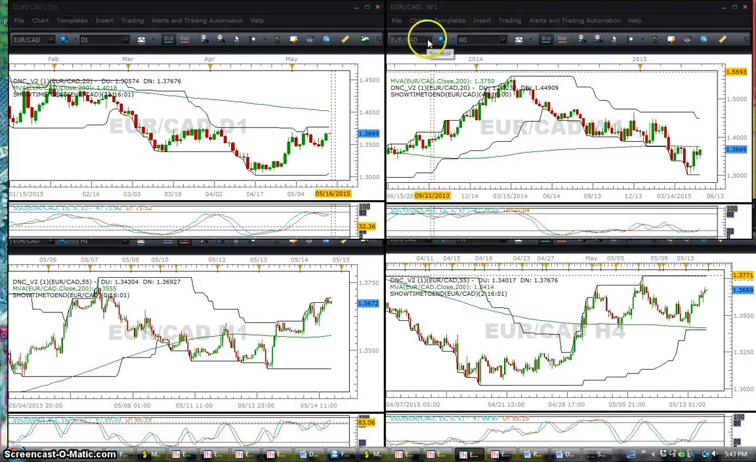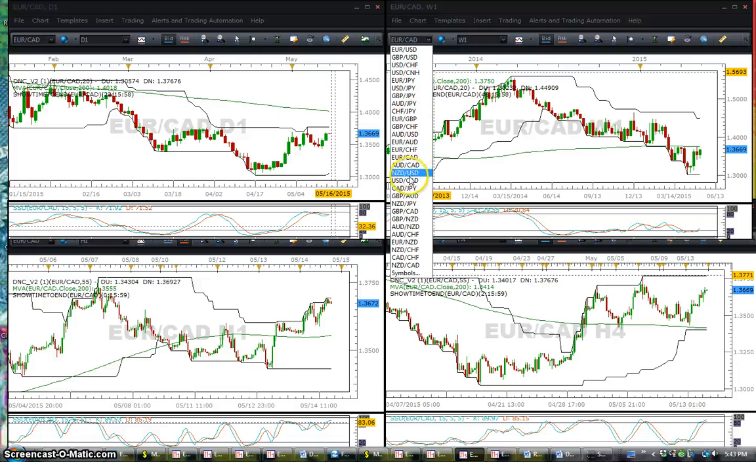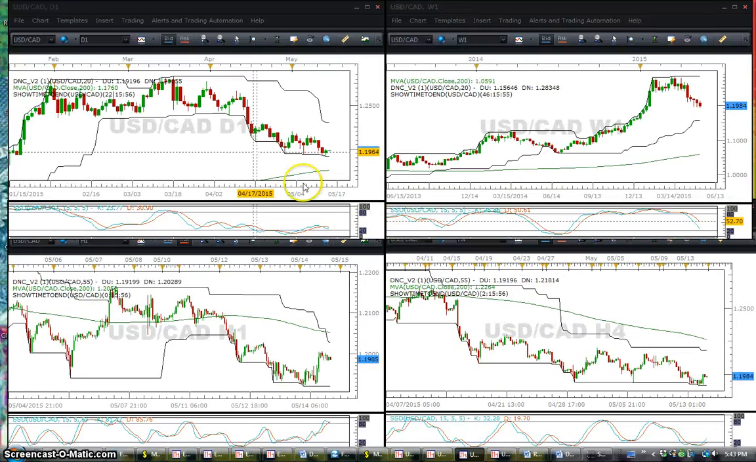Let's see if we can maybe squeeze in one more pair here. Let's go to the USD Canadian. And here we've got price action making lower highs and lower lows, moved up for quite some time, making lower highs and lower lows. Angle and separation to the downside on slow stochastics.